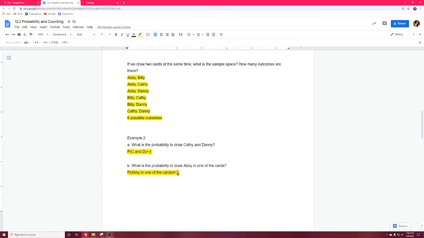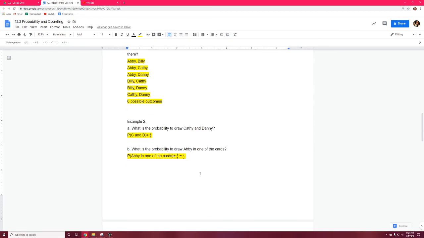So 3 over 6 is our fraction. Okay, and again, you're going to simplify it. You get 1 over 2. So what is the probability to draw Abby in one of these cards? It is 1 over 2. So half the cards you draw will be Abby.